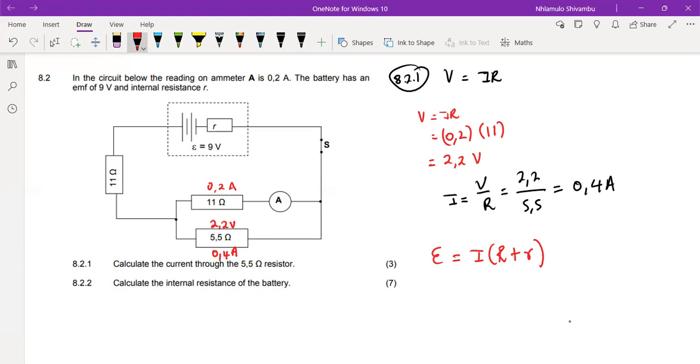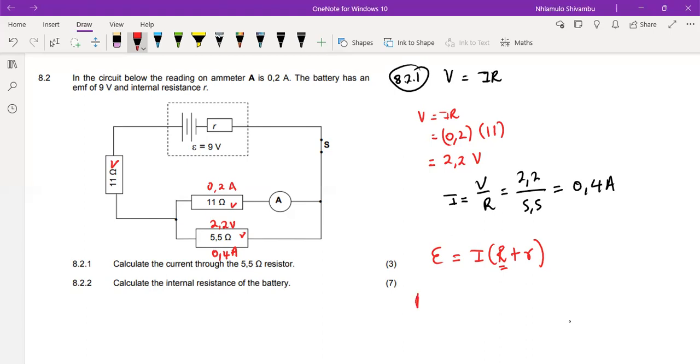So we have the 11 ohm resistor that is connected in series, and also the 11 ohm resistor that is connected in parallel to the 5.5 ohm resistor. So these three resistors, all of them, are going to give us the total external resistance, which is the capital letter R. So we'll start by getting the total external resistance. Obviously, we must first consolidate the ones that are in parallel. We must get the total of the parallel first.